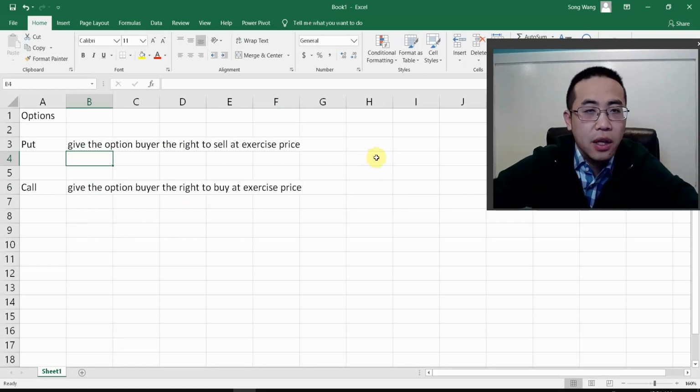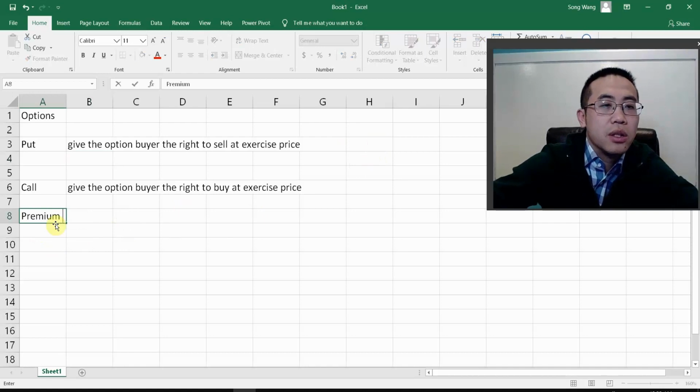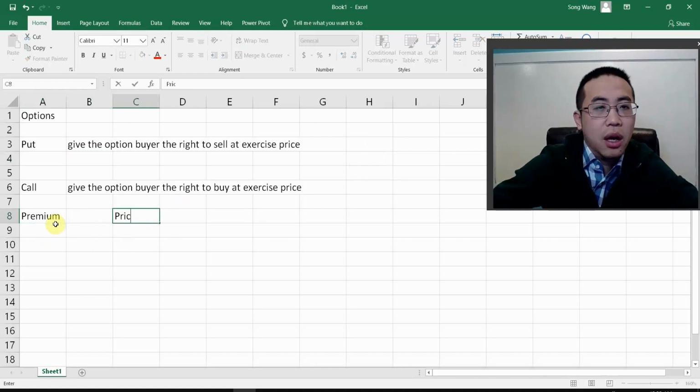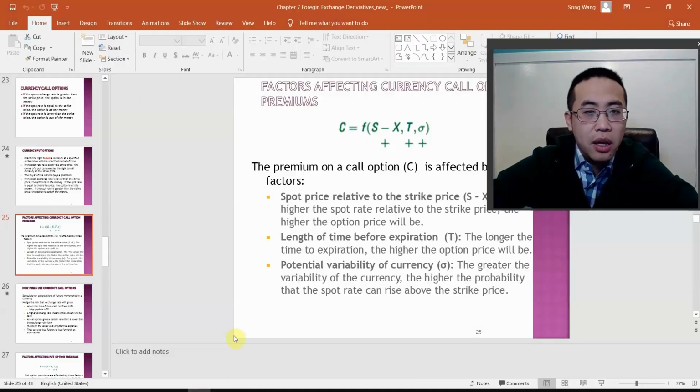And also, there's a price for the option. So what do we call that price? We call it premium. So that is the price of options. You have a call premium, you have a put premium, and right here in the PowerPoint, it tells you how the premiums are determined.